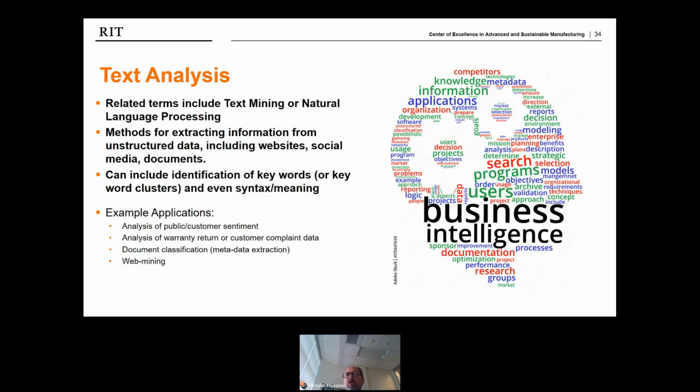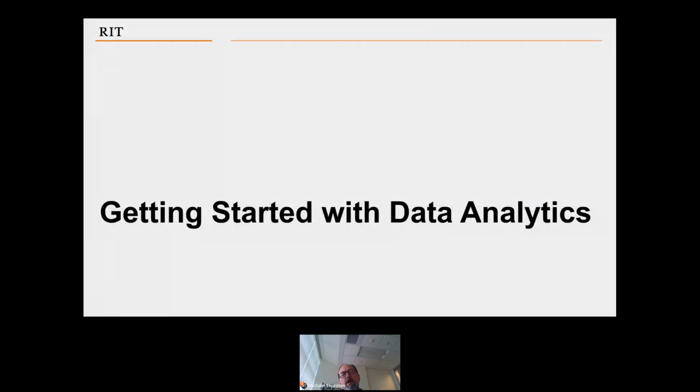So this is kind of a quick review across a variety of different data analytics methods that are applicable to analyzing shop floor business data and often available in business intelligence tools, which we'll go into in the next section. So this section will kind of close out the presentation and focus on getting started with data analytics.